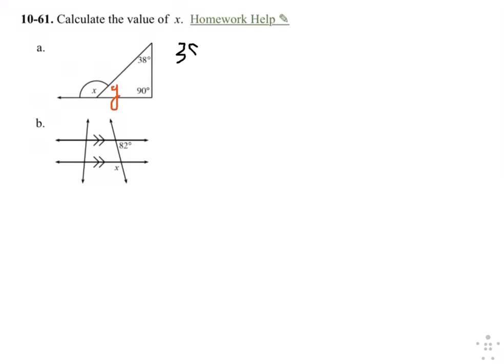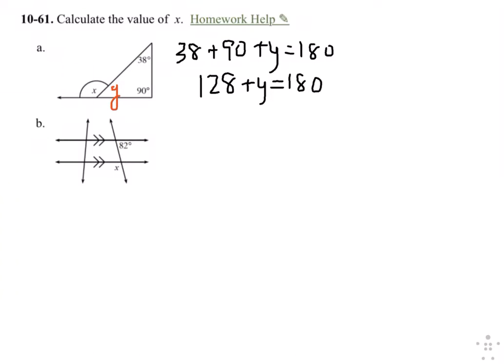So 38 plus 90 plus y equals 180. So this is 128 plus y equals 180. We subtract 128 from both sides and we get y equals 52.